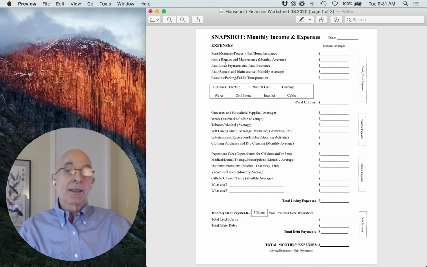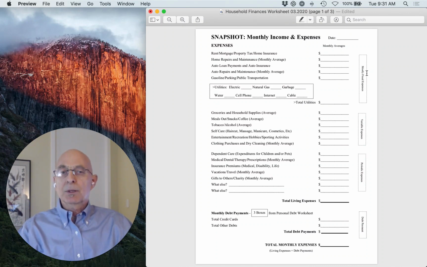Home repairs, these on newer homes is not such a big issue, and older homes it is. So coming up with a monthly average is important there. Auto loans and payments, auto loans and auto insurance, those are fixed. They're going to be the same month in and month out, but the auto repairs, once again, the monthly average. Gasoline, and then the utilities. So that group up there is the, if you asked 1,000 people to estimate their monthly expenses, they get that group right. This next section, the variable, that's where people underestimate how much they're spending.